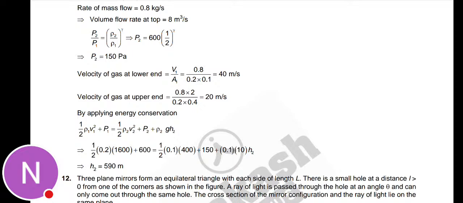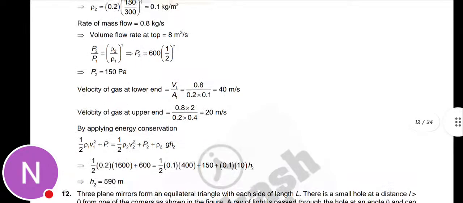Now by applying the energy conservation formula, that is 1 by 2 ρ1 V1 square plus P1 is equal to 1 by 2 ρ2 V2 square plus P2 plus ρ2 g h. So 1 by 2 into 0.2 into 1600 plus 600 is equal to 1 by 2 into 0.1 into 400 plus 150 plus 0.1 into 10 into h. So h is equal to, finally we get 590 meter as the answer.